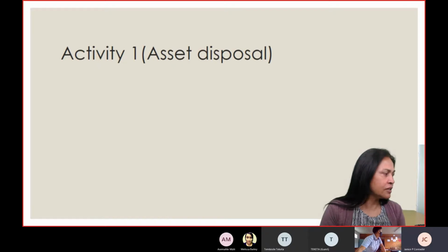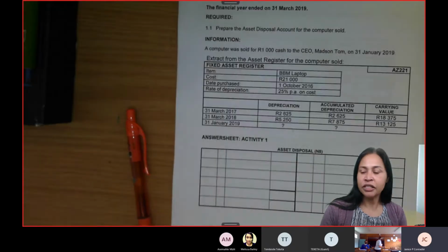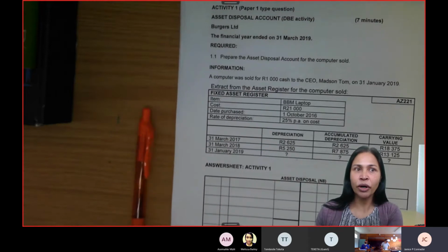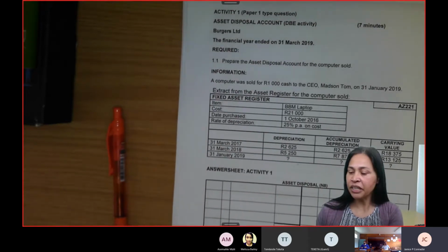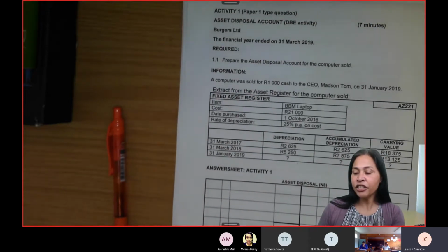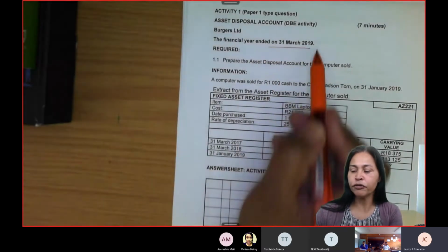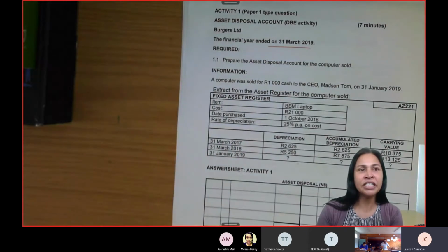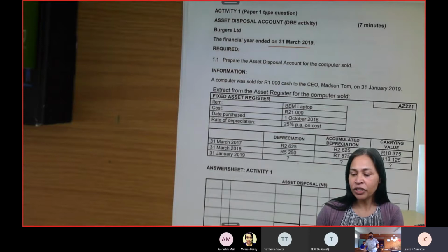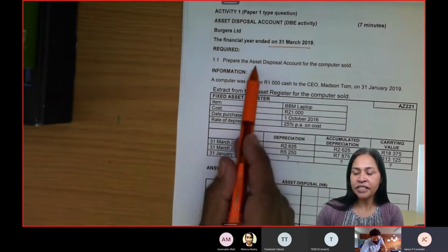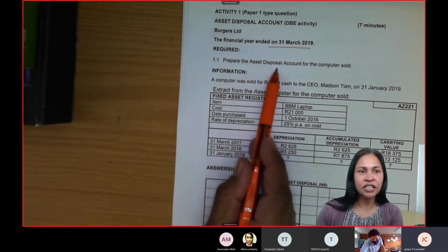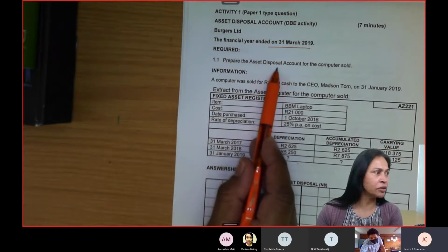And we're going to go through this step by step, but you're going to do most of the work here. If you look at your information, your activity one, it says Burgers Limited, the financial year ended, and that is what is important, ended on the 31st of March 2019. What is required? You need to prepare the asset disposal. I'm going to change it slightly as in how to go about it.